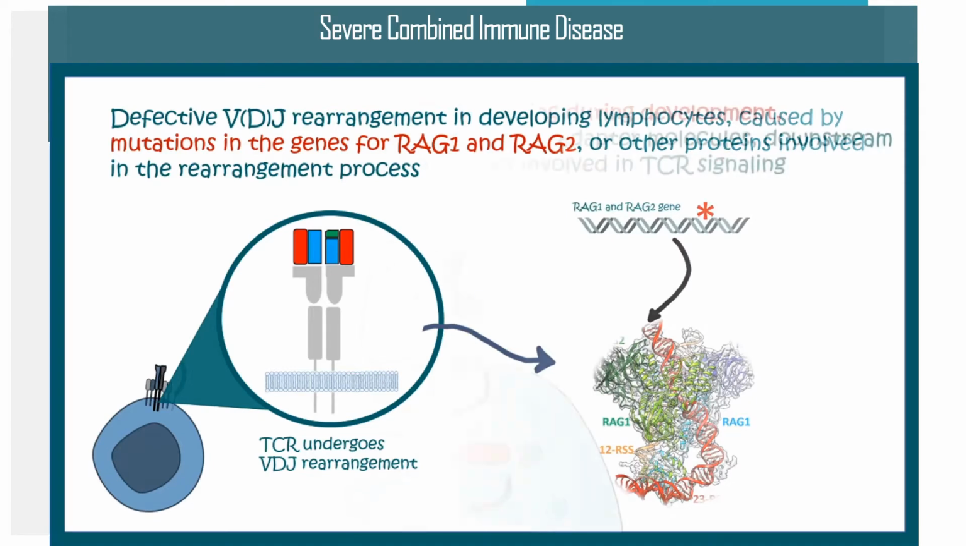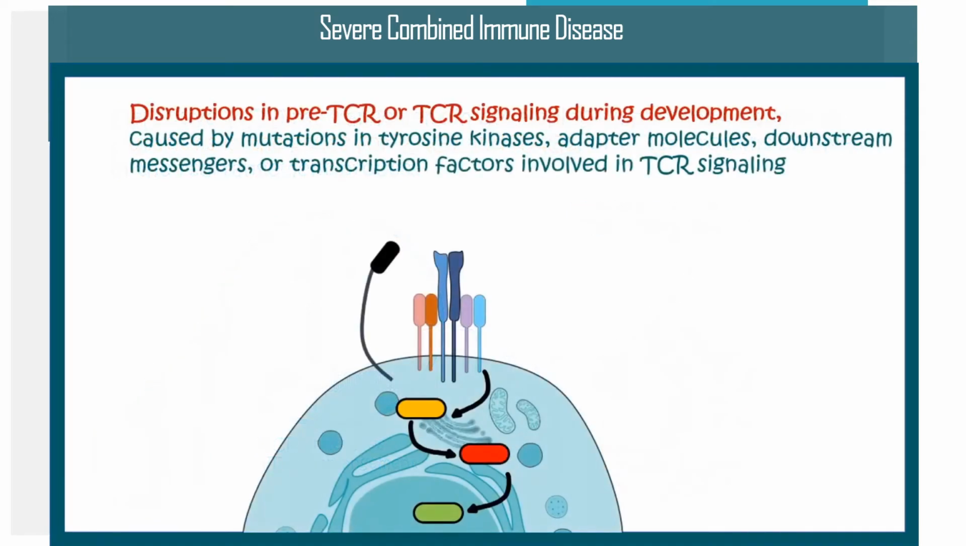Now there could be disruption of pre-TCR or TCR signaling during development caused by mutations in tyrosine kinases, adapter molecules, downstream messengers, or transcription factors involved in TCR signaling. Once T cell receptors interact with MHC molecules, they give rise to several signaling cascades, and many components of these signaling cascades might be mutated in the case of SCID.